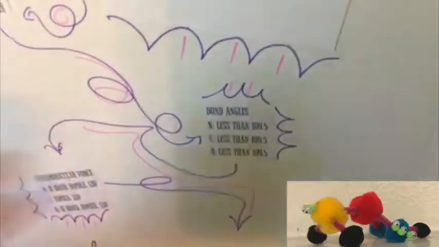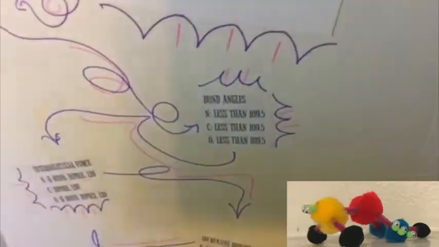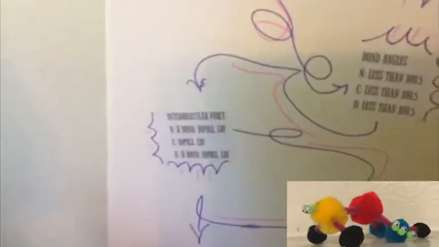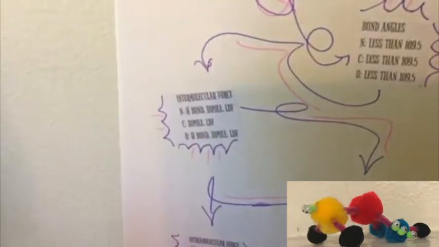Nitrogen. Nitrogen is, in fact, they're all best buds in this category. They're all less than 109.5 degrees. Next, we move on to the intermolecular forces. Nitrogen having H bond, dipole, and London dispersion force. Carbon, the odd one out, being dipole and London dispersion force. And oxygen, again, best buds with nitrogen, the little copycat. Hydrogen bond, dipole, and LDF.